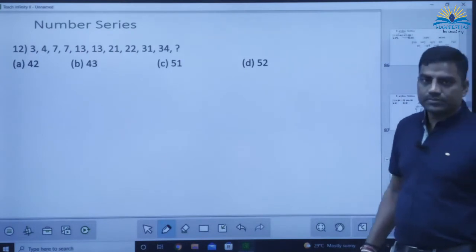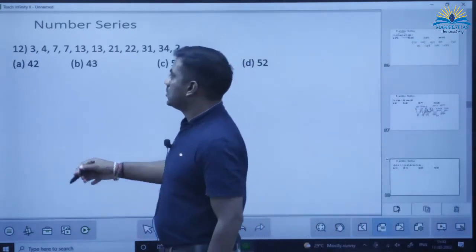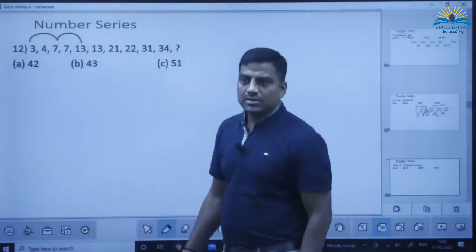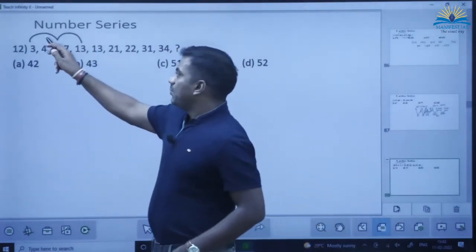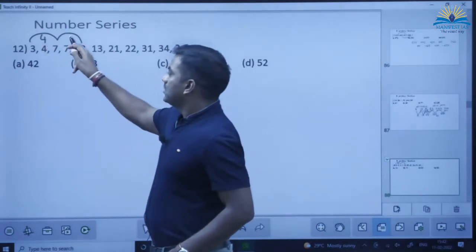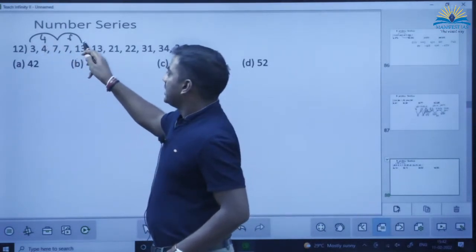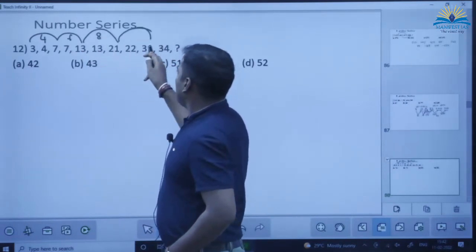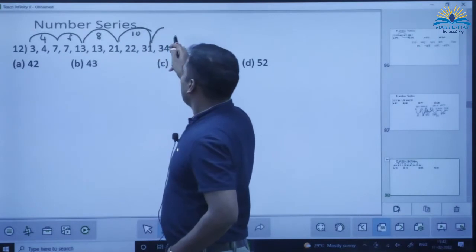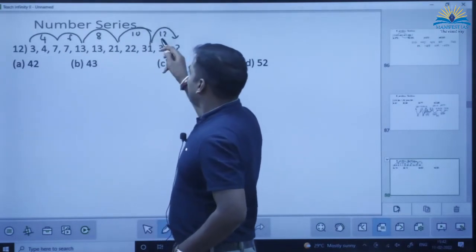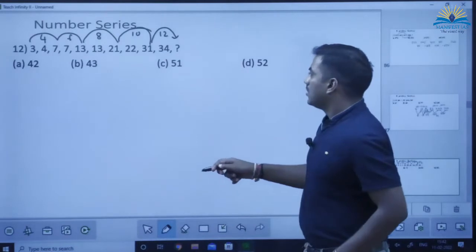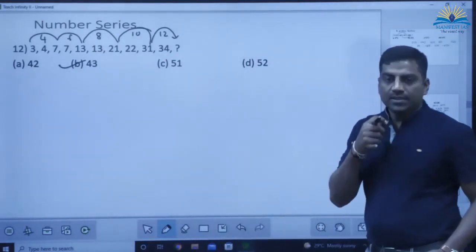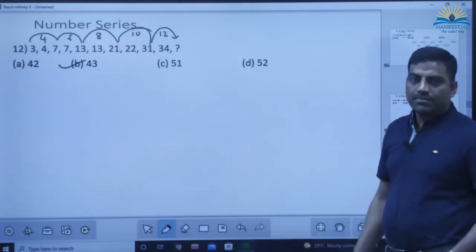Increasing, decreasing. Go for alternative. 3, 7, 13. What is happening here? 3 plus 4. 7 plus 6. 13 plus 8. 21 plus 10. 31 plus 12. What is that? 43. Fine? Yeah?